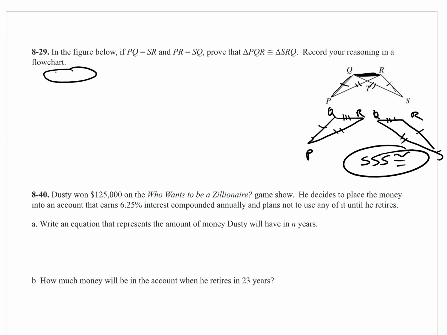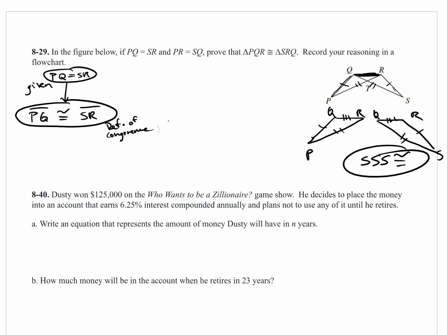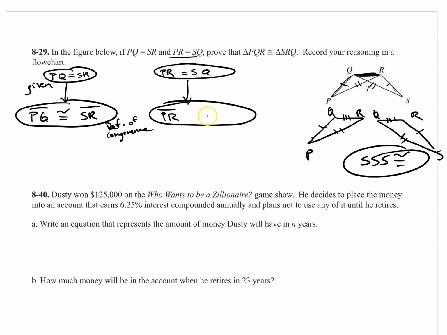Okay, so what are we given? PQ equals SR. And what does that tell you? It tells you that line segment PQ is congruent to line segment SR, and that's by definition of congruence. Alright, then we have this that's given to us, PR equals SQ. Since they have equal lengths, therefore line segment PR is congruent to line segment SQ. And that's also by definition of congruence.